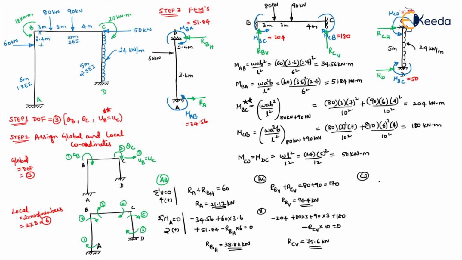Right. Once you're done with that, let's do for CD. So what is it for CD? RCH plus RD is equal to how much? 24 into 5. That's nothing but 120.